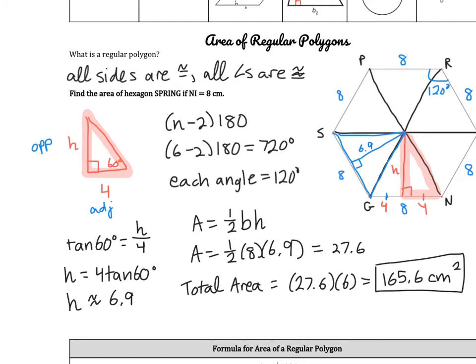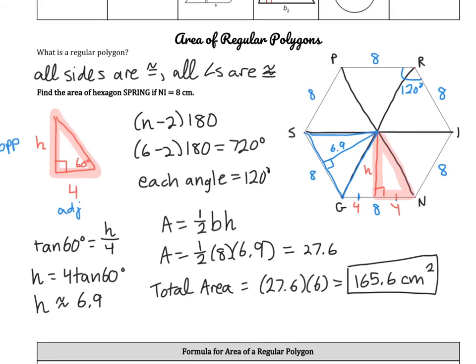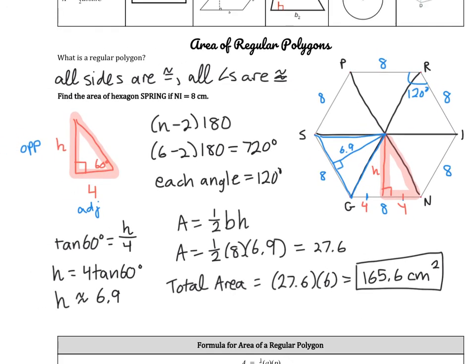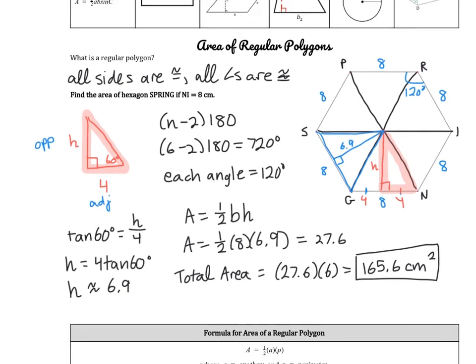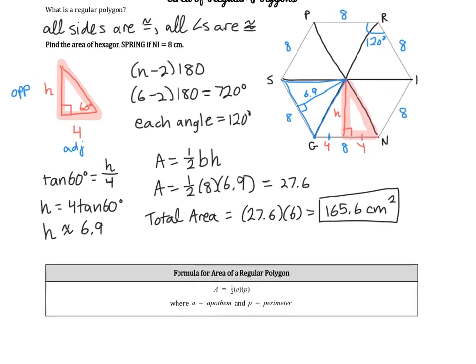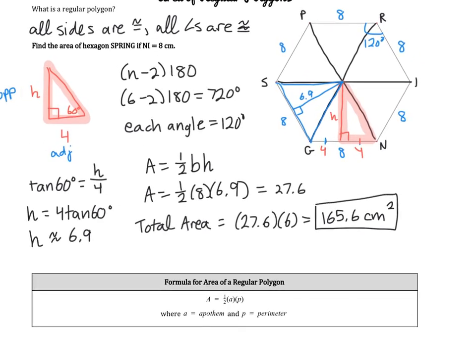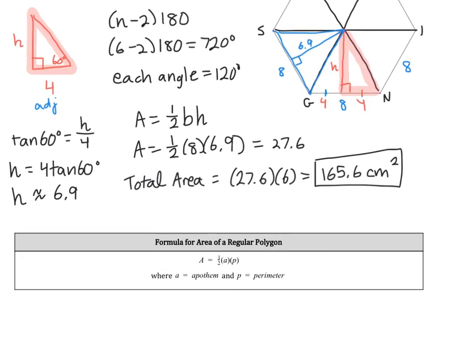So if you're looking at this and you're saying, wow, this is a lot of work just to find the area of one shape, you're right, it is. And so luckily, we do have a formula that we can use to help us find the area of any regular polygon. So that formula is 1/2 times the apothem times the perimeter.